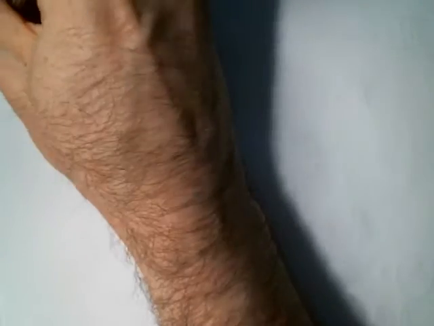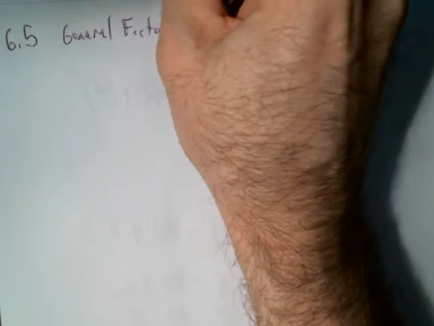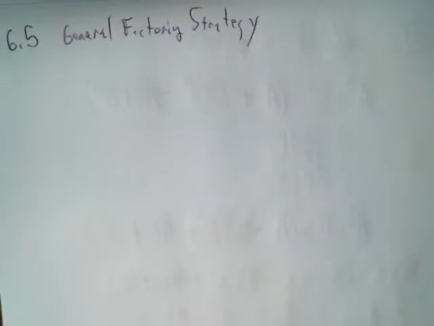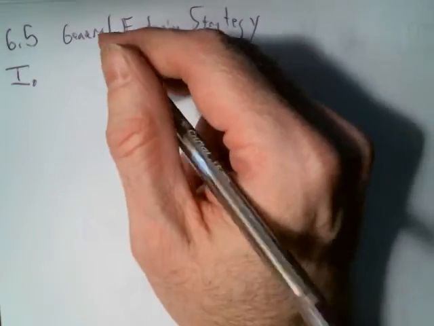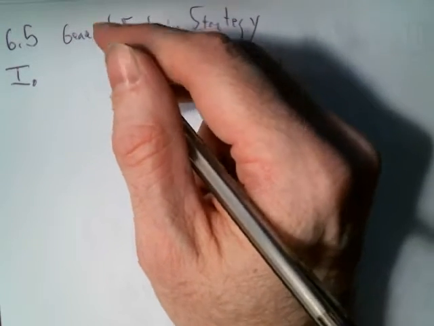Okay, welcome back. This is now 6.5, and we're dealing with a general factoring strategy. So basically just putting together everything from 6.1 to 6.5 and attacking pretty much any trinomial sent your way. You should be able to factor it. Trinomial or binomial or even 4 terms.